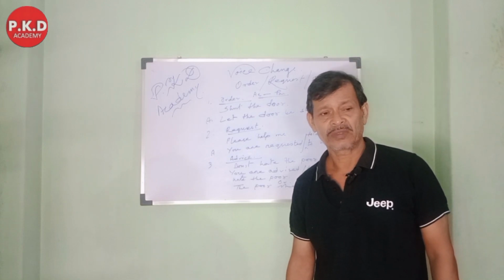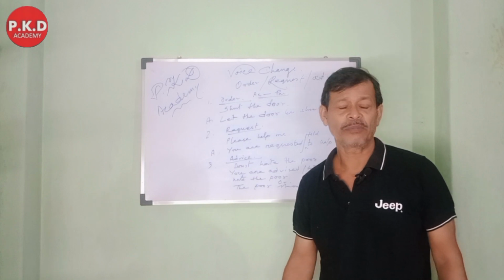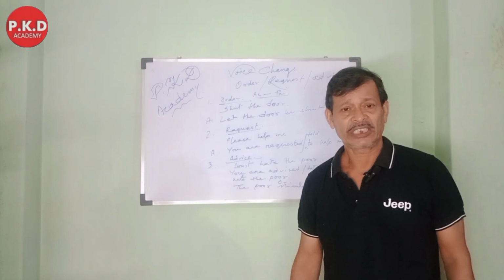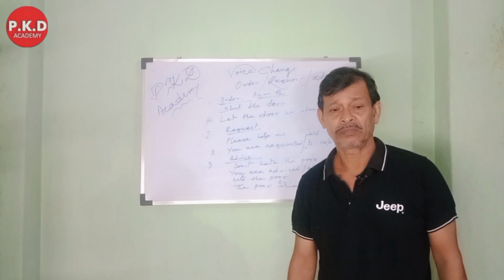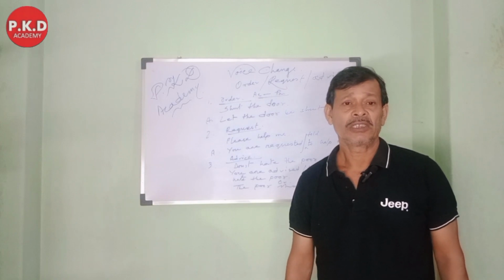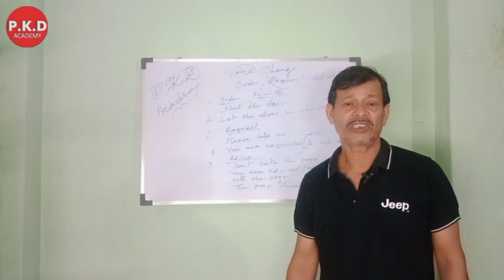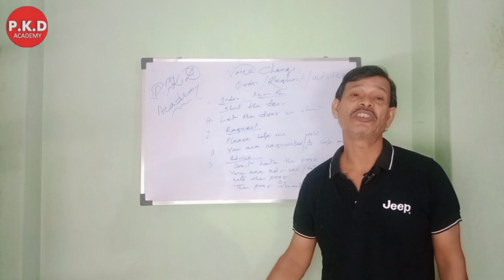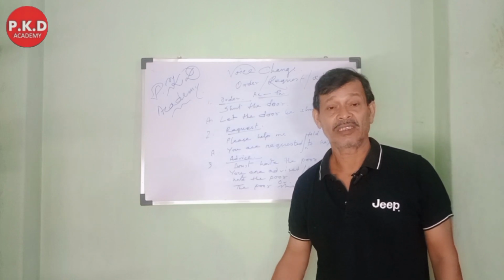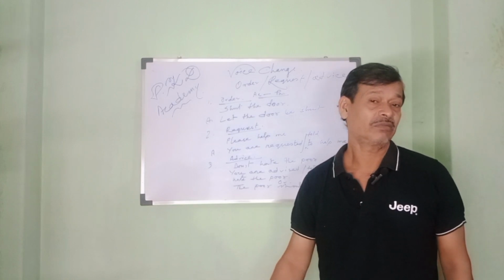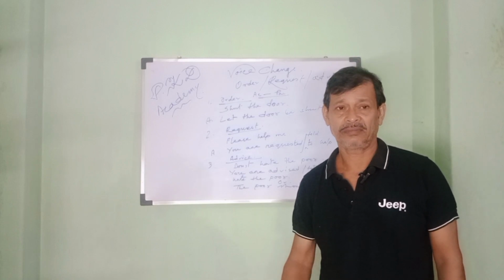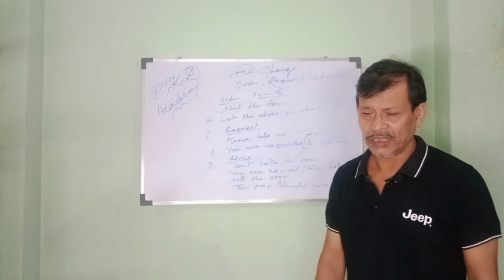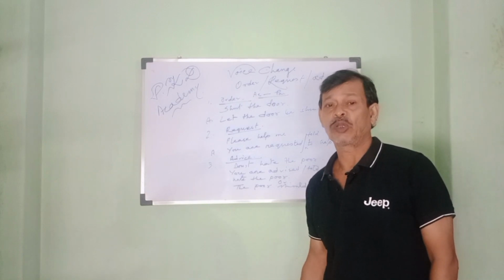Suppose, for example, shut the door. In active, the sentence is this. In passive, it should be converted this way: Let the door be shut. Let, then the object, then be verb, then third form of the verb, that is the participle form of the verb. This is the form of order.